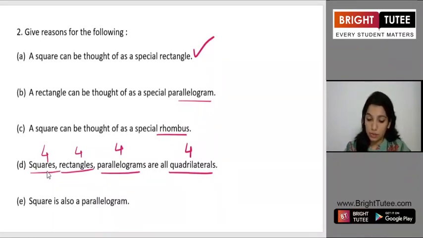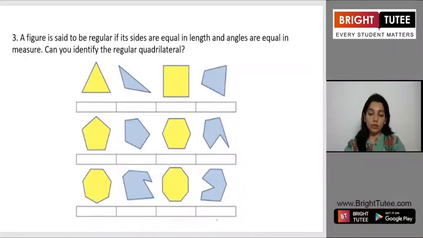Now coming to the last one, a square is also a parallelogram. Is that true? Yes, a parallelogram needs to have the opposite pair of sides equal and parallel, and this particular property is very much satisfied for a square. So a square is also a parallelogram. It is a special case of a parallelogram. I hope you are clear with this, what we have just learned. Now let's move to the third one.